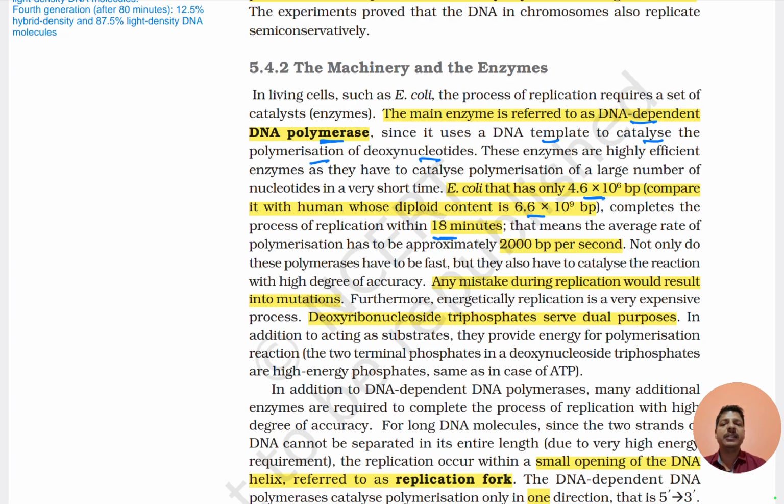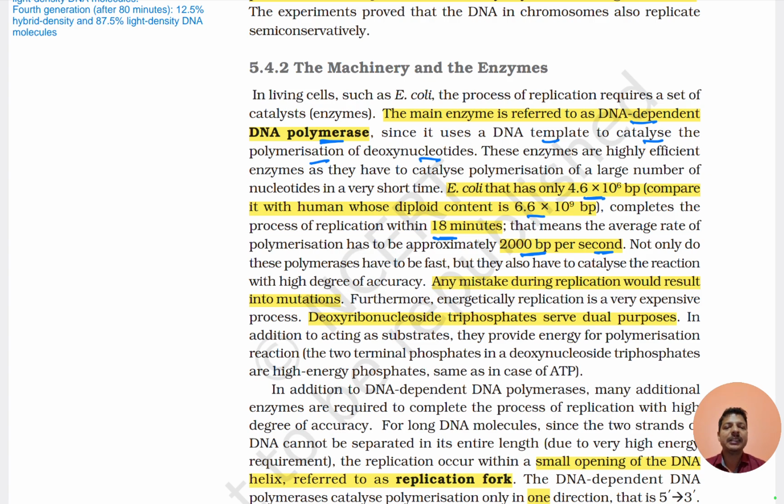That means on an average, the rate of polymerization has to be approximately 2000 base pairs per second. Not only do these polymerases have to be fast, but they have to catalyze the reaction with a high degree of accuracy. Any mistake during replication would result in a mutation. And furthermore, energetically, replication is a very expensive process.